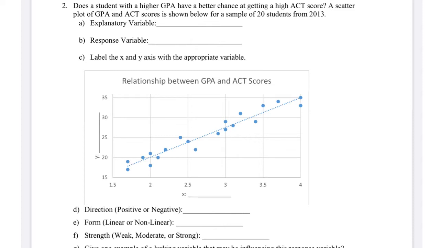The explanatory is what's causing the change. So we think people with a higher GPA have a better chance of getting a higher ACT score. That means GPA is our explanatory, and the explanatory variable goes along the x-axis. ACT is our response, so ACT goes along the y-axis.